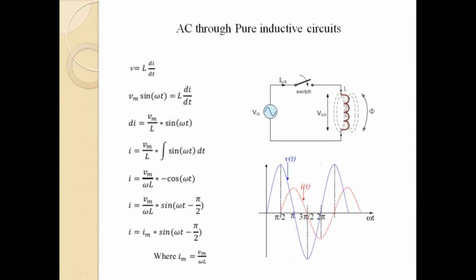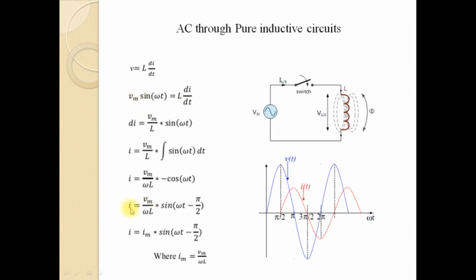That means minus cos omega t can be written as sin omega t minus pi by 2. This is obtained from the relation cos omega t is equal to sin of pi by 2 minus omega t, and sin of minus theta is equal to minus sin theta. If you combine these two properties, you can write minus cos omega t is equal to sin omega t minus pi by 2.